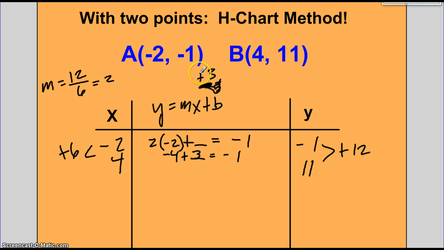Do it again. So my slope is 2, my x is 4, plus something gives me 11. 2 times 4 is 8, plus something gives me 11, so this should be a 3, and I was right. So my equation is y equals my slope times x plus 3.